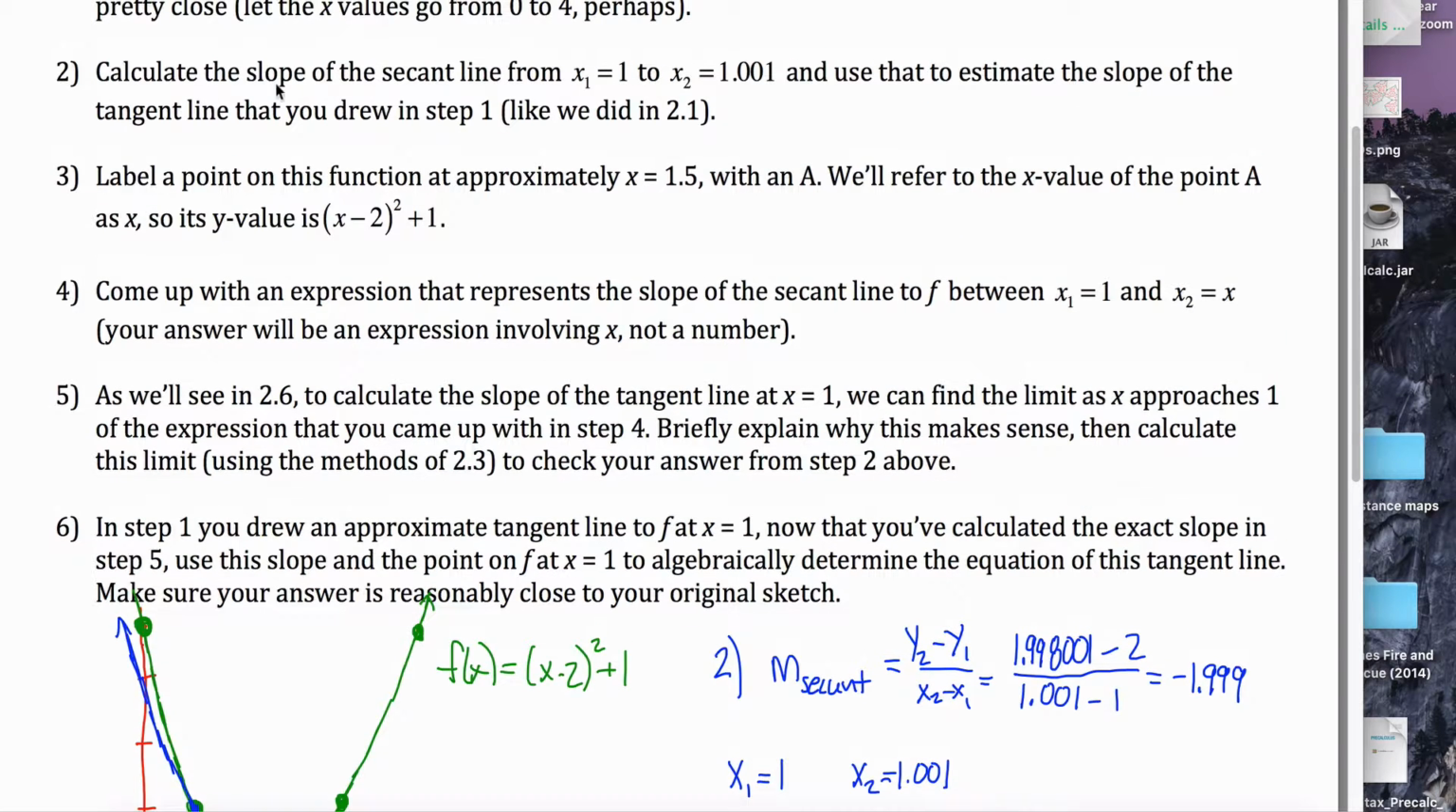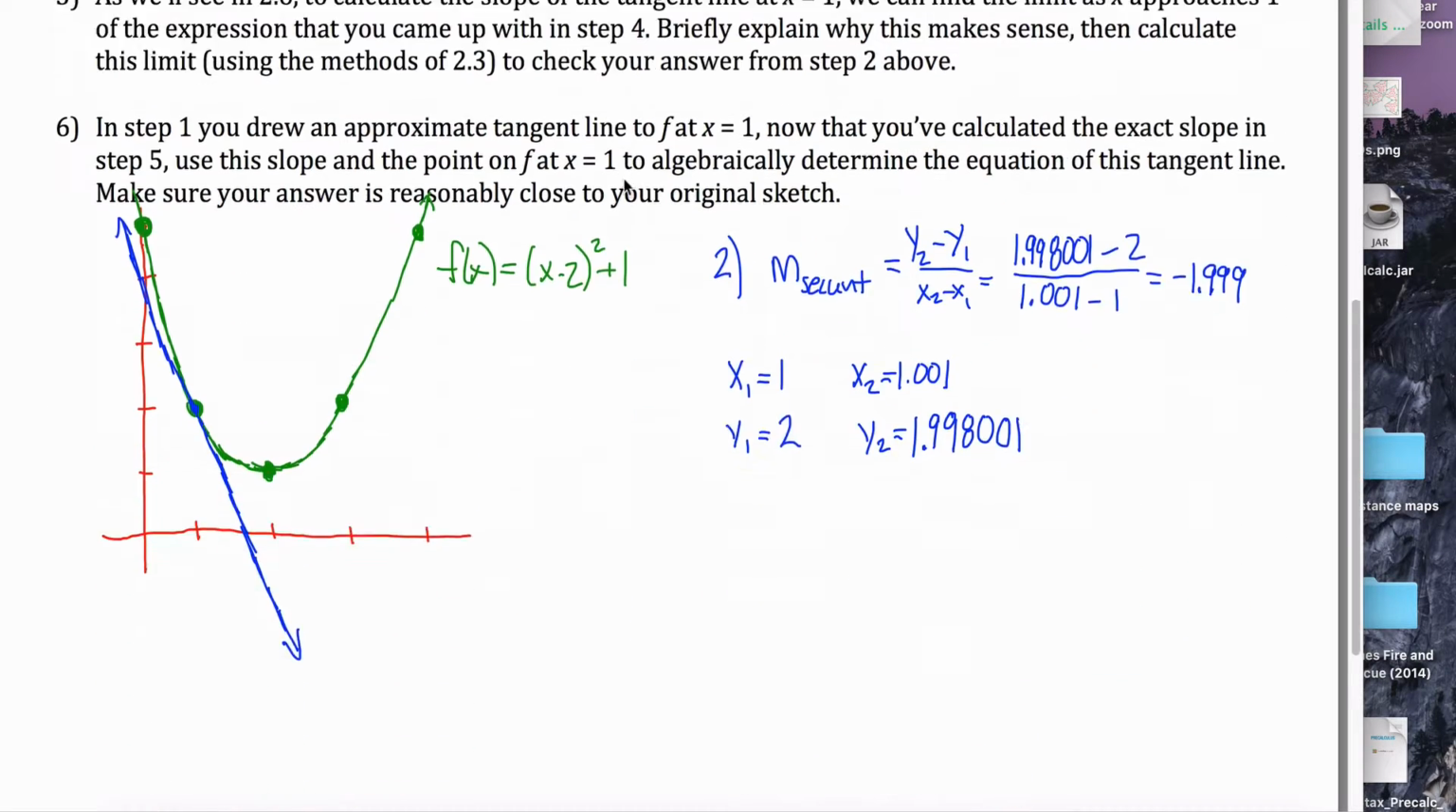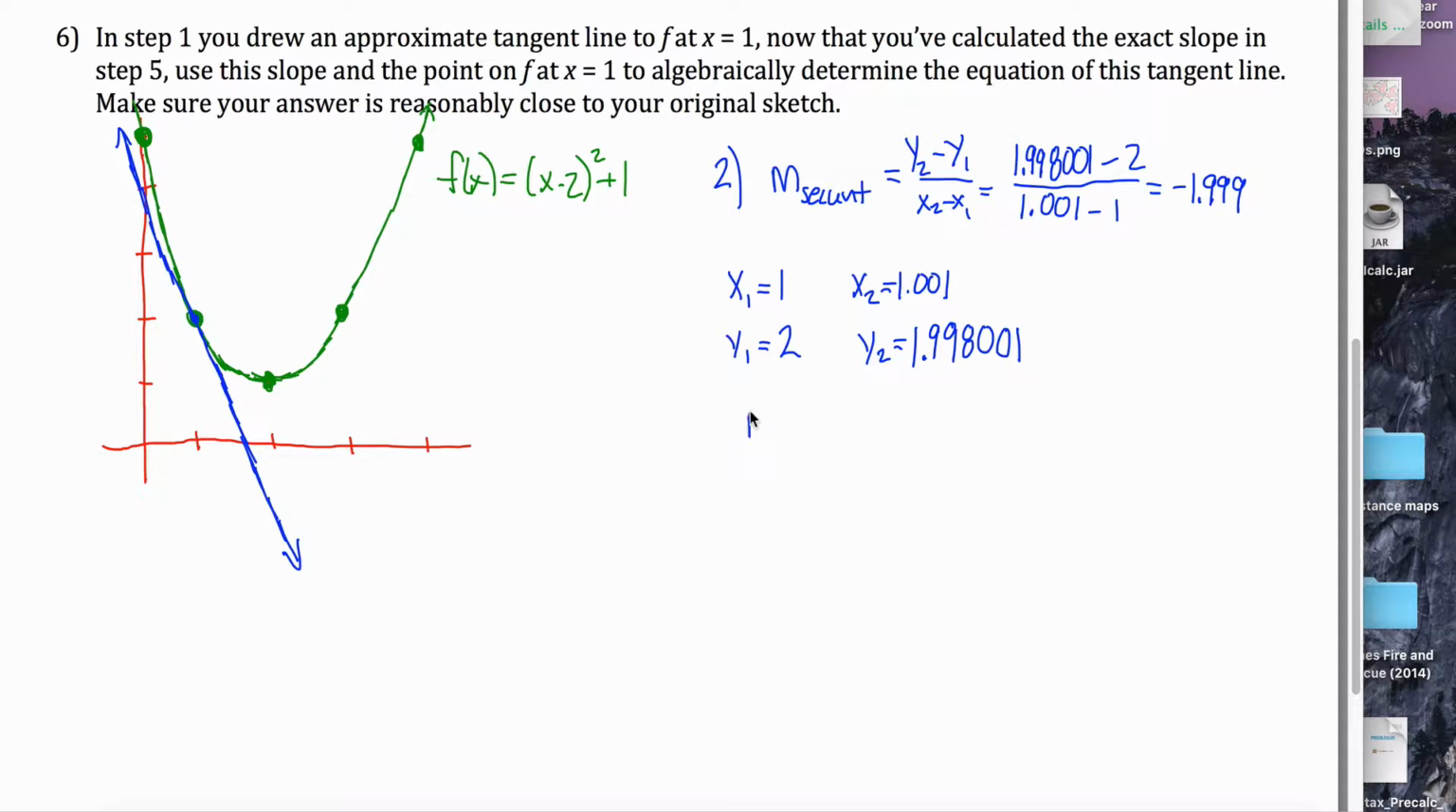So in part 2, I was supposed to calculate the slope of the secant line and use that to estimate the slope of the tangent line that I drew in step 1. M tangent is approximately negative 2. In fact, as we'll see, it's exactly negative 2. But using this method, all we can do is approximate it. So here's step 1, there's step 2.